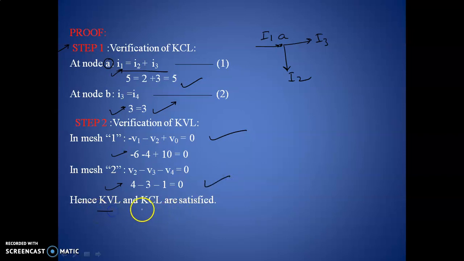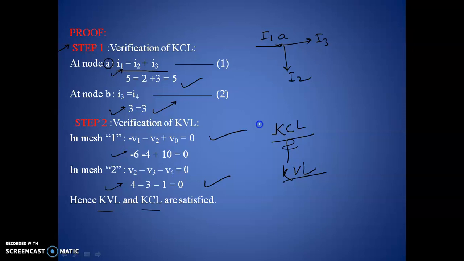So KVL and KCL are satisfied. What we were actually doing here was satisfying KCL and KVL. There is no big mathematics here, and no extra logic required. It is very simple mathematics, required to satisfy KVL and KCL separately. For KCL, we assumed a node and saw what the node law is: at a node there must not be any storage of charge, that is, incoming must be equal to outgoing. So we have seen that incoming is equal to outgoing.